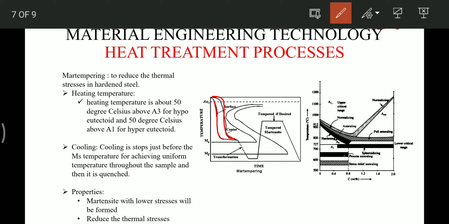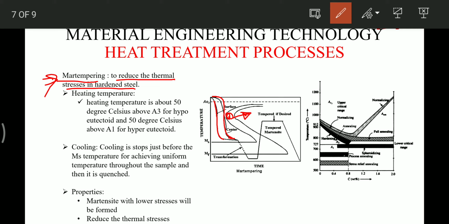So what happens if we do hardening for developing martensite structure? Many internal stresses will be developed and thermal stresses will also develop. To reduce the thermal stresses and internal stresses, we have to do this mar tempering. One way was to shift this nose of the CCT curve towards the right by adding alloying elements, that I have already told you. Then the other way is this mar tempering.